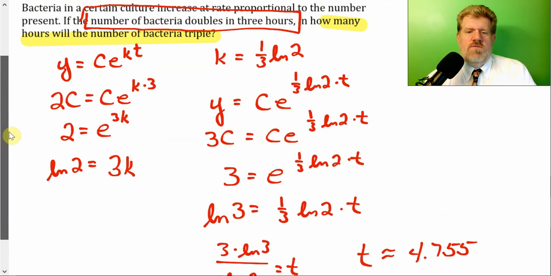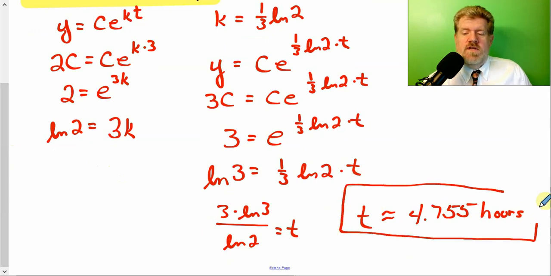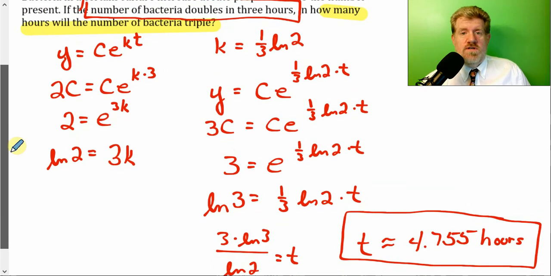And what are we talking about? Minutes? Hours. So it's going to triple in nearly 5 hours. If it does double in 2 hours or in 3 hours, then it will take 4.755 hours to triple. That I know for sure.